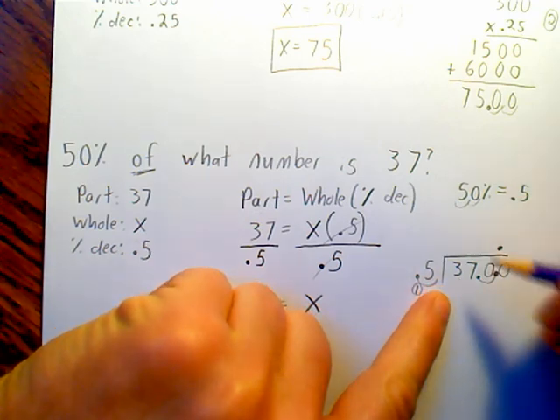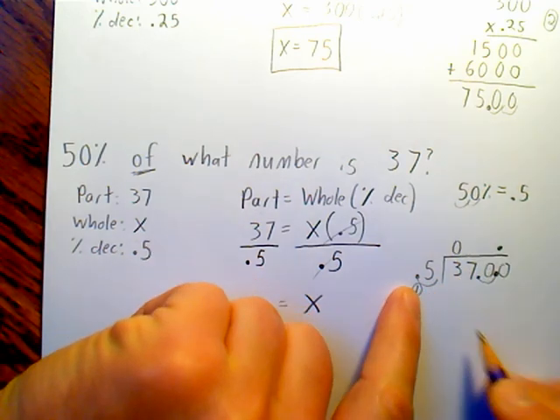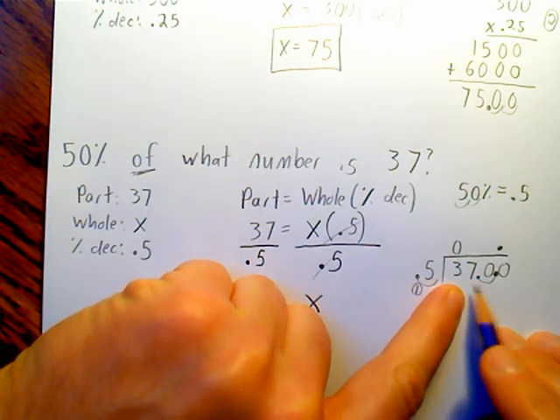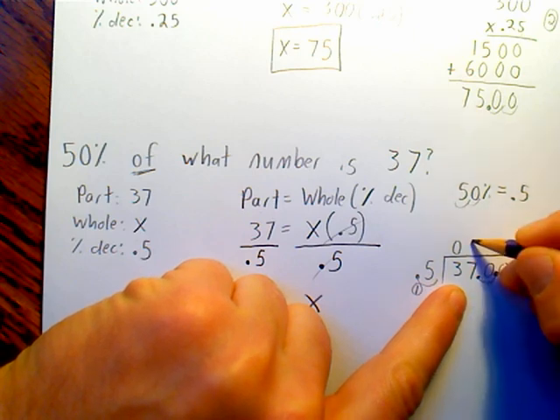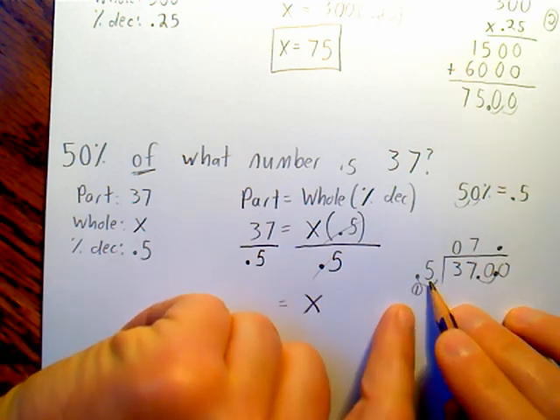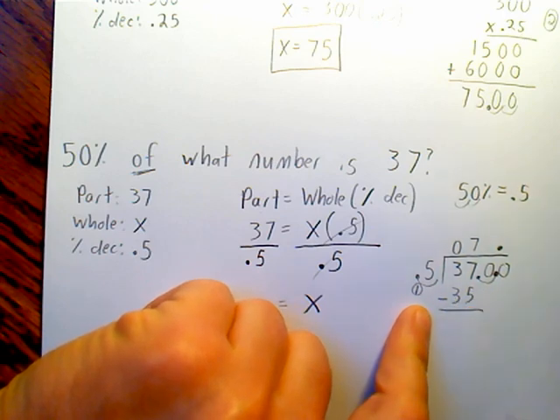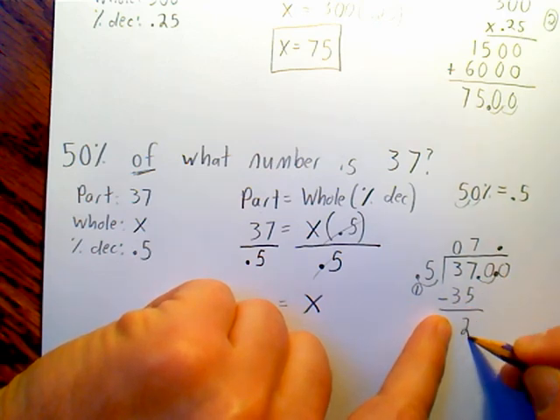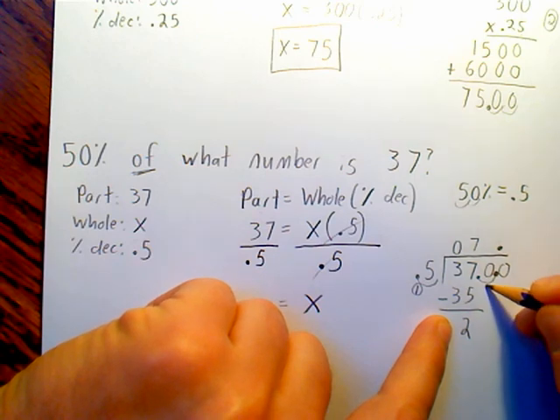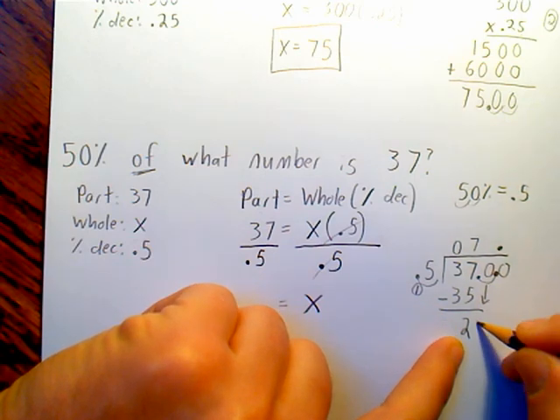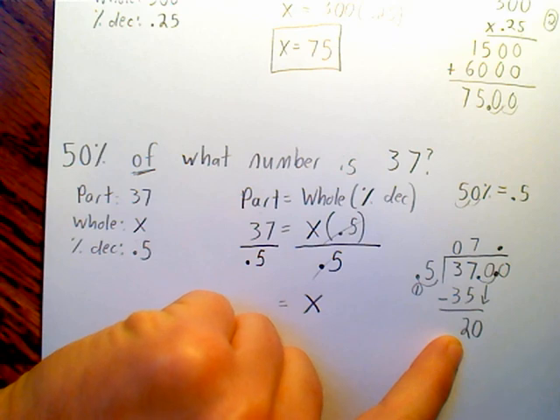Does 5 go into 3? Nope. Does 5 go into 37? Yes. It goes in 7 times. 7 times 5 is 35. I'm subtracting. I get 2. Bring down the 0. And I start the process over again.